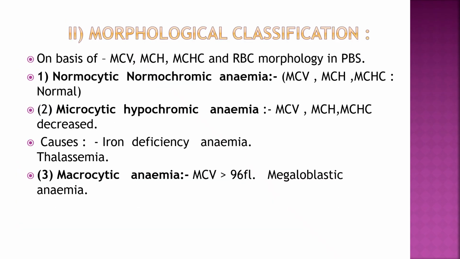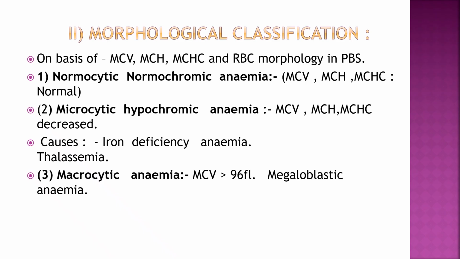The second type of classification is morphological classification. It is based on findings of MCV, MCH, MCHC and RBC morphology in peripheral blood smear. So the first type is normocytic normochromic anemia. In that, MCV, MCH, MCHC all are normal.